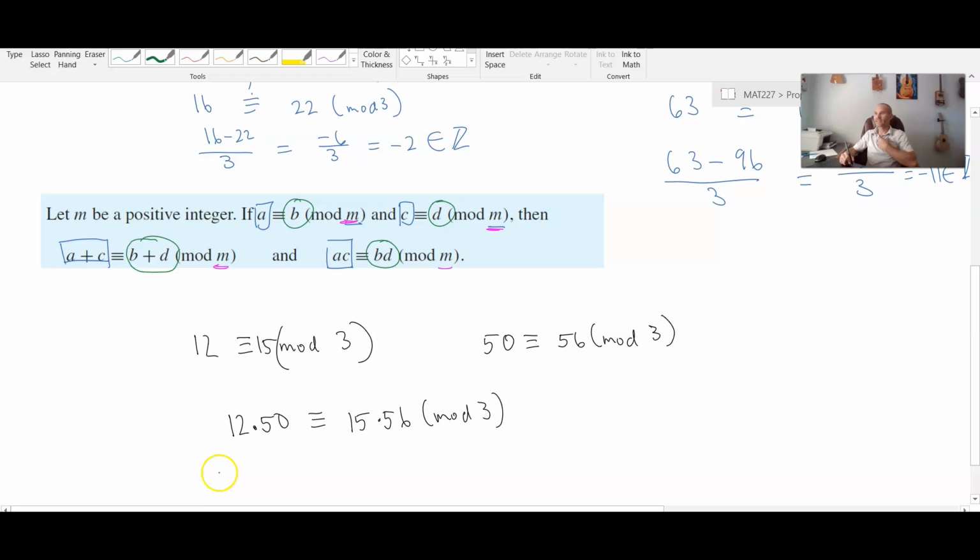So look at the statement. 12 times 50 is 600. 15 times 56 is 840 mod 3. Now this is not a horribly difficult problem to solve. I mean, 600 minus 840 is negative 240, and negative 240 divided by 3 is negative 80. But imagine that you're trying to find or establish whether this congruence is true. Well, as long as you can establish that these two congruences are true, then you know that the product of the left sides is congruent to the product of the right sides mod that same value.